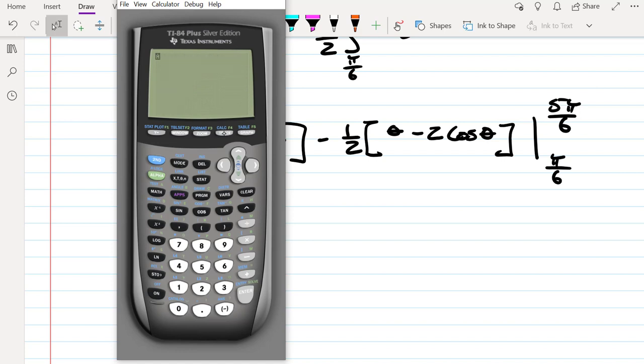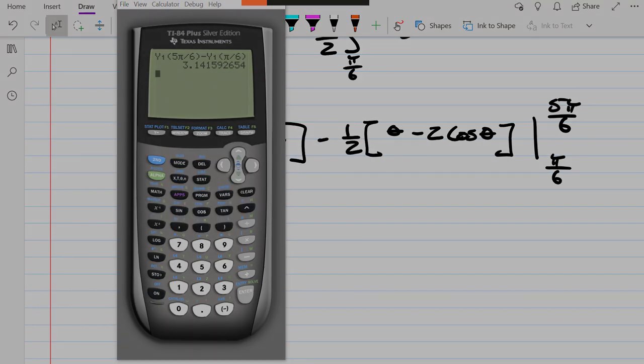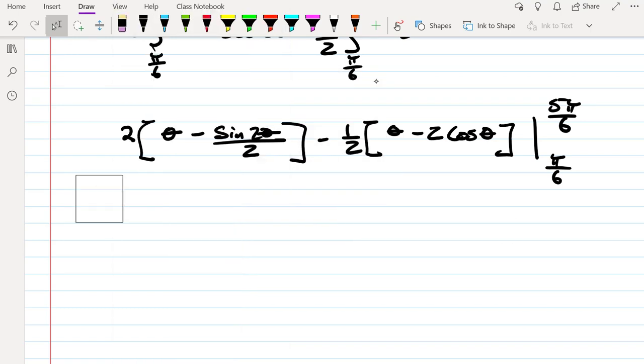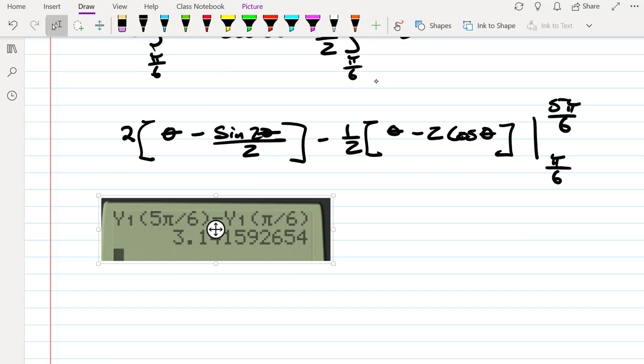And then we go alpha trace, and we have y of 5 pi divided by 6 minus alpha trace y of pi divided by 6. Press enter, and we get this number, which should look a little bit familiar. So, as our decimal approximation, we get this value, or the value of the integral being pi.